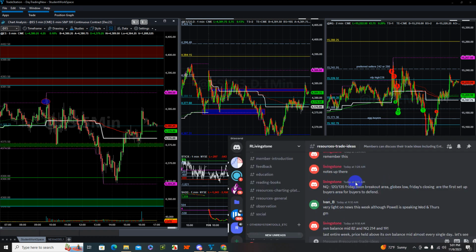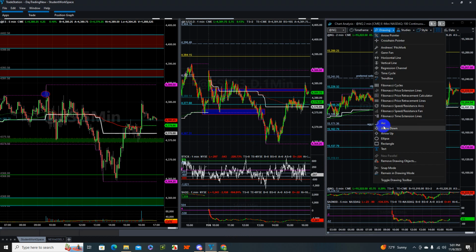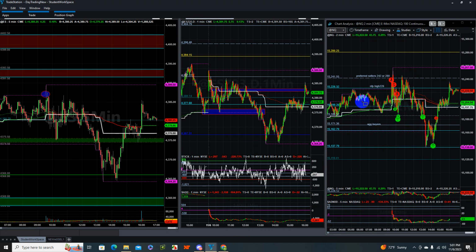Okay, so this is 8:15 a.m. NQ 125 to 135, Friday noon breakout area, Globex low which is 162, which is this area, and then Friday's closing, which is around this 185, this dream number. These are the first setup areas for buyers to defend. See that? Okay, now you watch the magic. So now we know those are the first setup areas for buyers to defend, right?